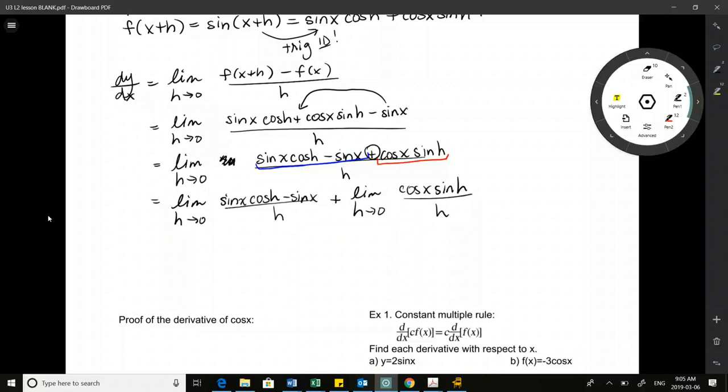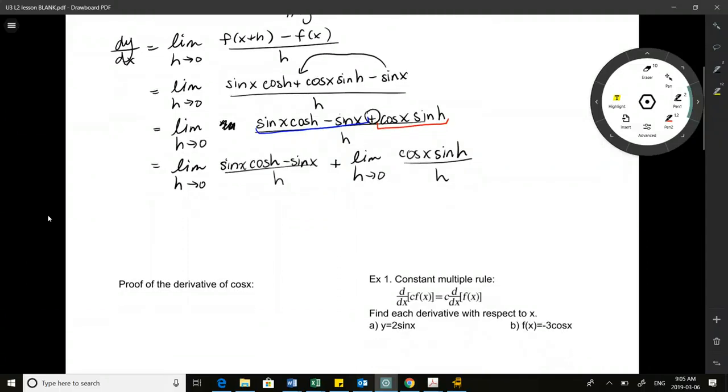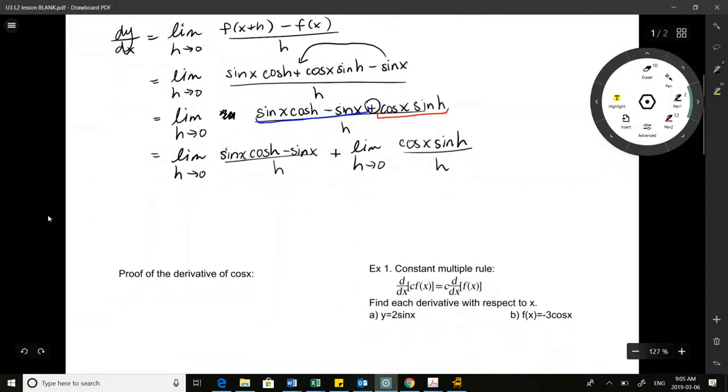Do you have to write them again? Yep, we're splitting them into their own limits, so we're actually looking at the individual limits of each of those pieces. Okay, and then over here, I can actually common factor a sine x. I'm just going to do that step first before I explain. We'll just do that quickly.